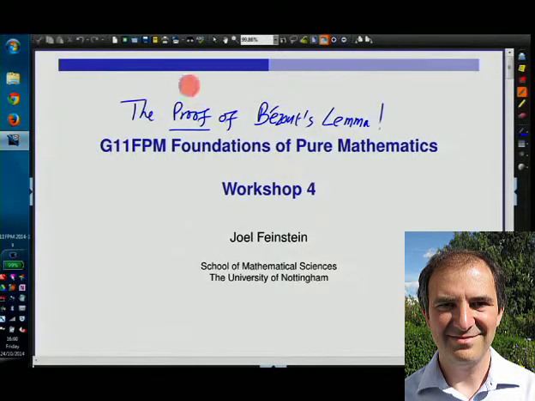Okay, so in this workshop, workshop 4, the whole workshop is devoted to proving Bézout's lemma, or possibly Bézout's lemma. Don't know the correct pronunciation. Anyway, however you pronounce it, it's an important result, and we already used it when we were talking about the fundamental theorem of arithmetic.